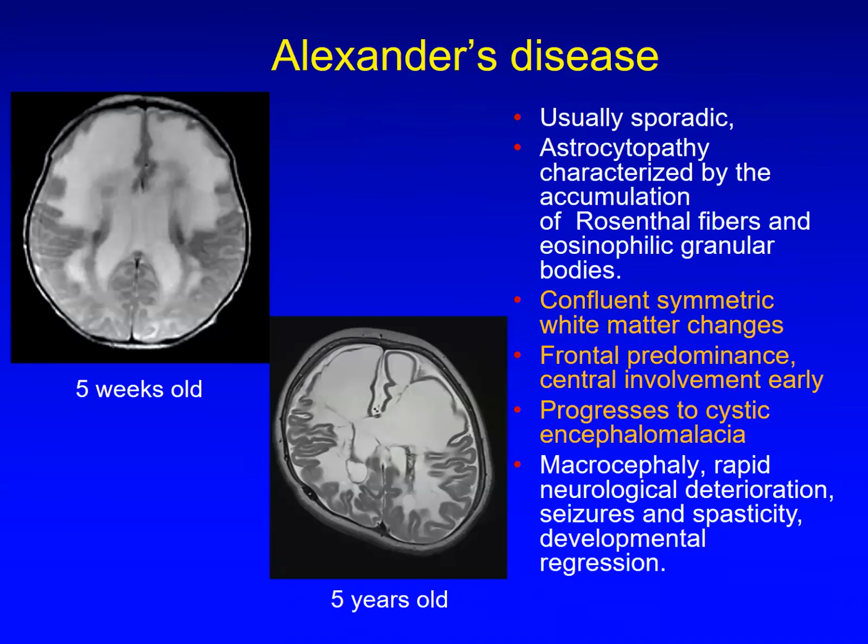This is a sporadic astrocytopathy where you have some accumulation of Rosenthal fibers and eosinophilic granular bodies. These patients, by imaging, present with confluent symmetric white matter changes, as with a lot of these leukodystrophies, has a very significant frontal predominance in many patients. These also generally will progress relatively quickly to cystic encephalomalacia. This is actually quite a few years later, but still you can see that there's significant cystic change on follow-up imaging. These patients have macrocephaly.